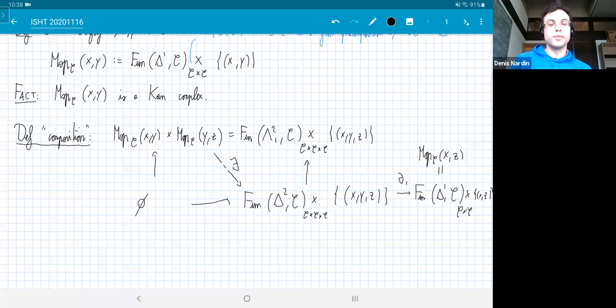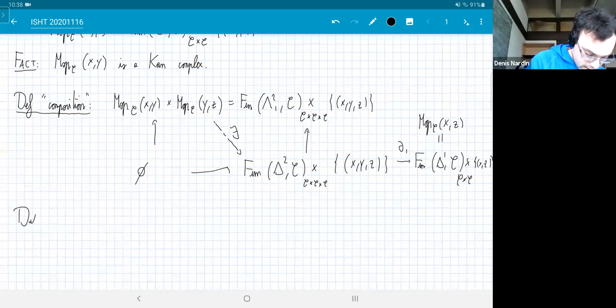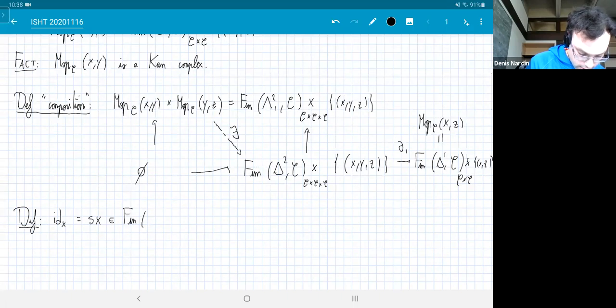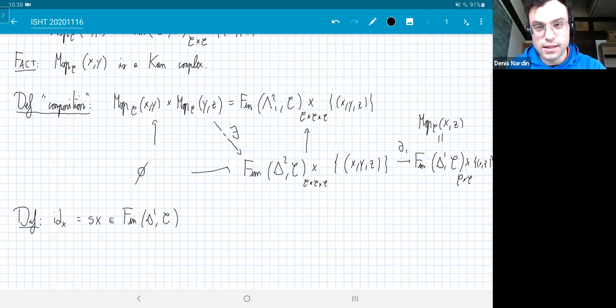Again, we lose a little bit compared to the model of Kan-enriched categories, but we gain something. Oh, and I didn't say what the identity is, but the identity arrow is a lot easier. It's just s_0 X in Fun(Δ^1, C). It's just the degenerate one-simplex at X. And you can actually check composition with identities is homotopic to the identity, et cetera. Everything is fine. Again, I'm not going to give many details today, but hopefully it's clear that everything can be made rigorous.